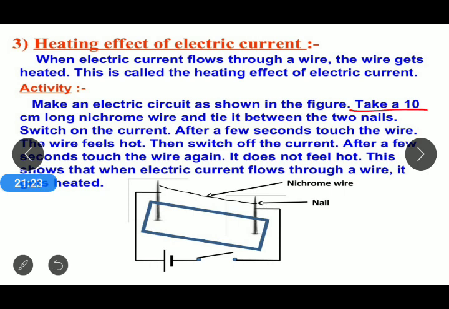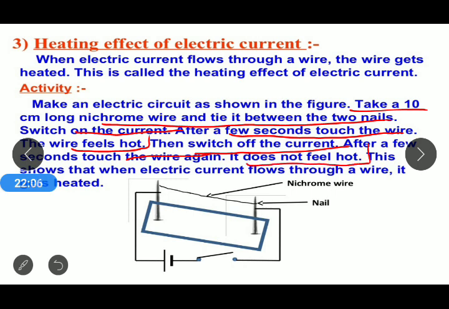Take a 10 centimeter long nichrome wire and tie it between the two nails as shown in the figure. After setting up all these components, we switch on the current and let the electrical current flow for a few seconds, say 10 to 15 seconds. After a few seconds we touch the wire, and we feel the wire has heated and feels hot. Then switch off the current, and after a few seconds touch the wire again; it does not feel hot.